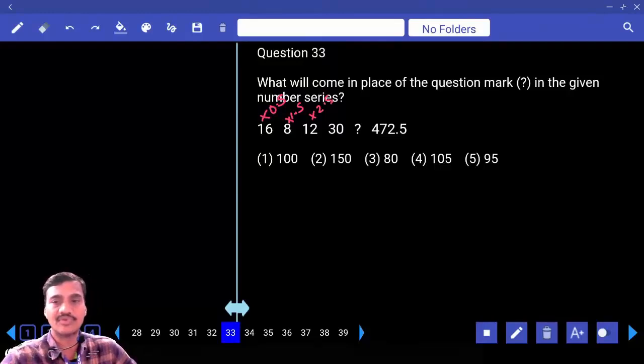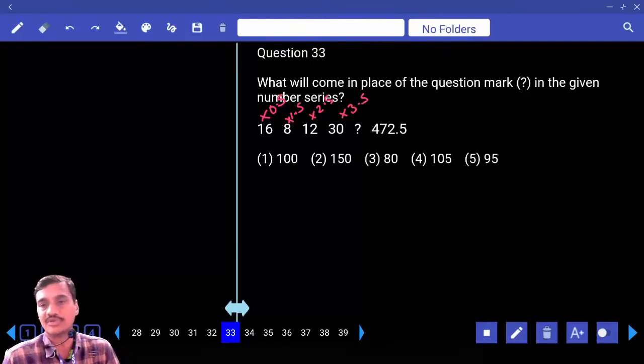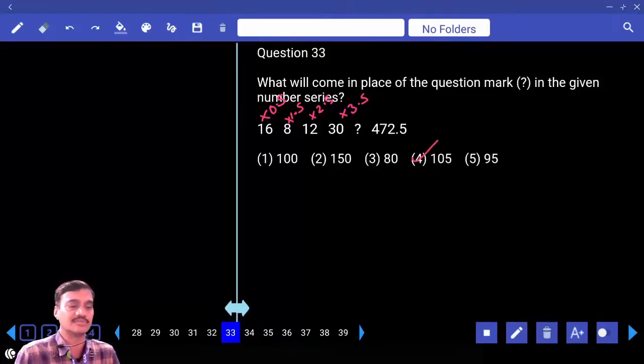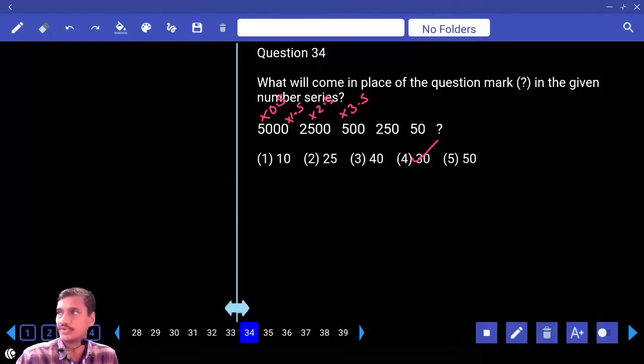30. 0.5, 1.5, 2.5. Next one is 3.5. Now 30 into 3.5. How much is that? 30 into 3, 90 plus 15. 105. That is choice 4, question number 33. Then the given numbers are multiplied with 0.5, 1.5, 2.5, 3.5 and 4.5. Then 34.